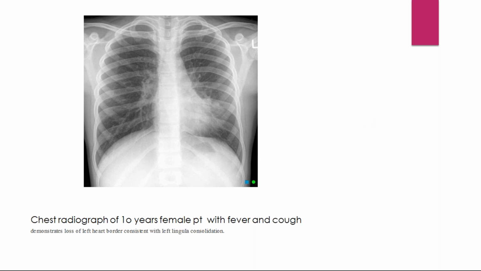Chest radiograph of a 10-year-old female patient with fever and cough demonstrates loss of the left heart border, consistent with left lingular consolidation.